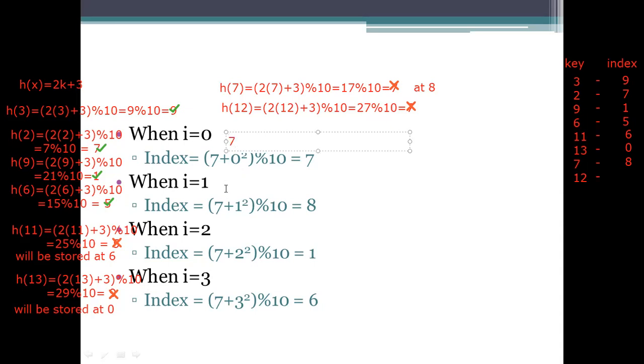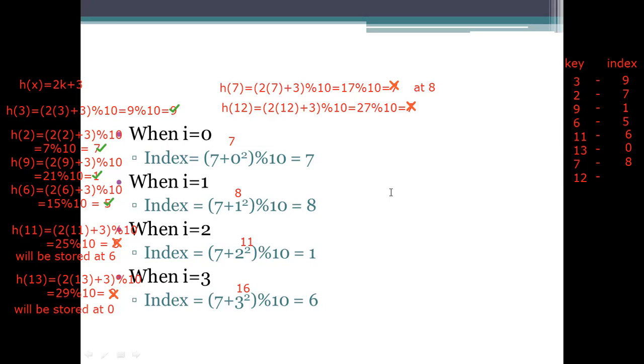Okay, now here it is 8. 7, 8 has been used. 7 plus 4 is 11, and 11 percentage 10 means the remainder, which is 1. 7 plus 9, which is 3 square meaning 9, gives 16. 16 minus 10, here the value 6 has been used. 7 used 1, 8 is a newly used one, 1 has been occupied, 6 also been occupied.